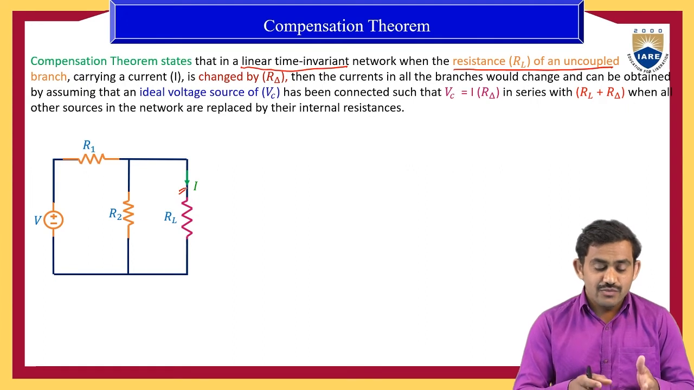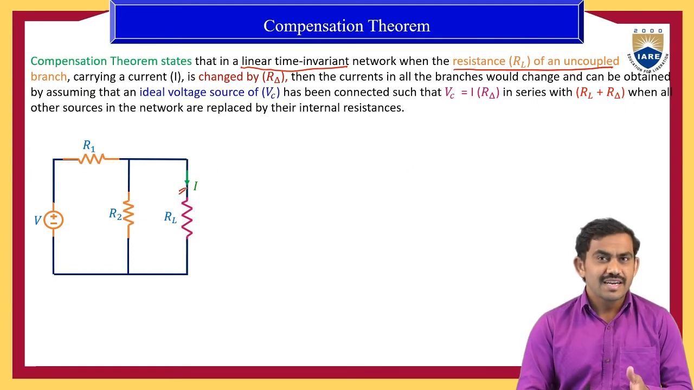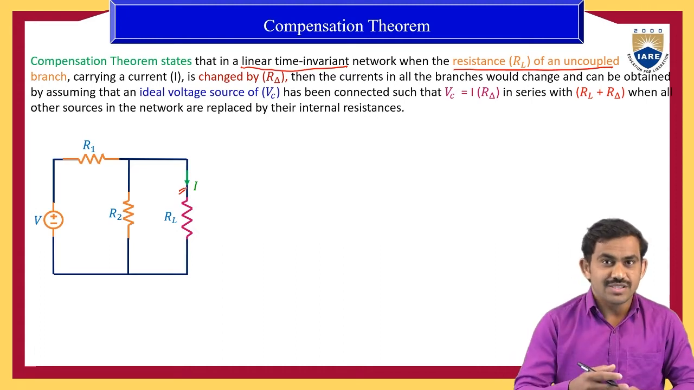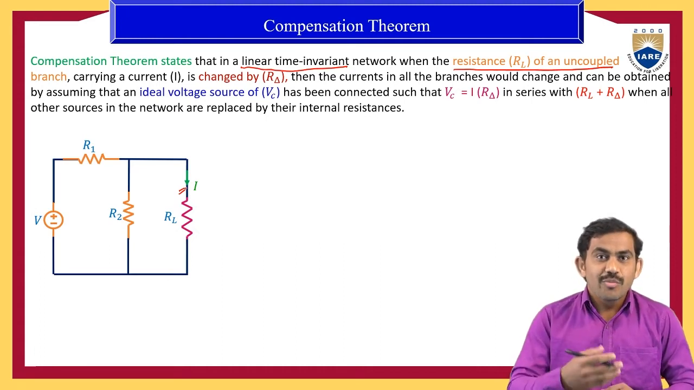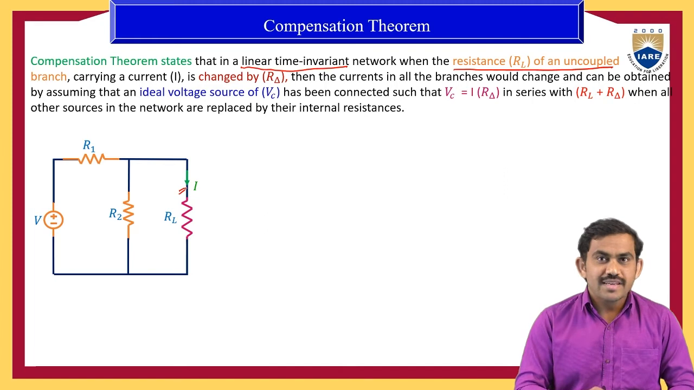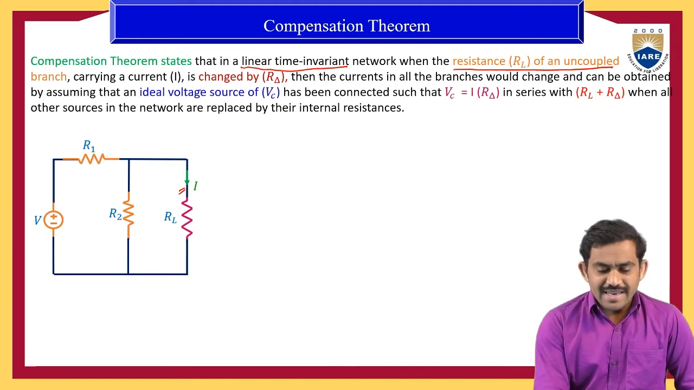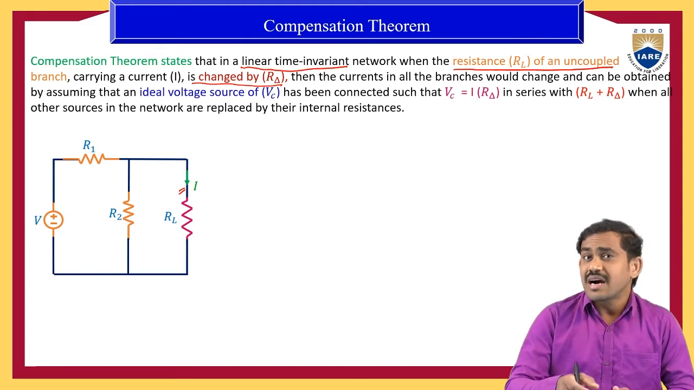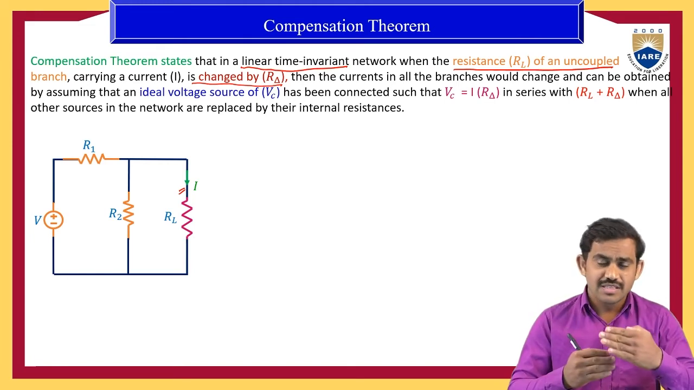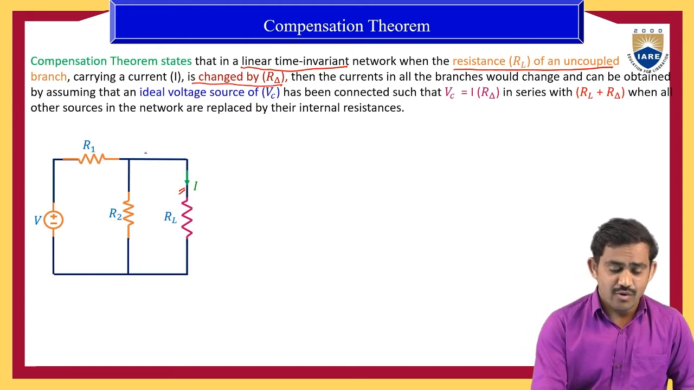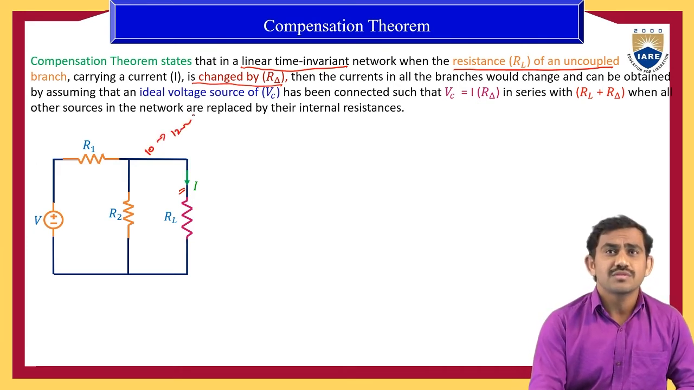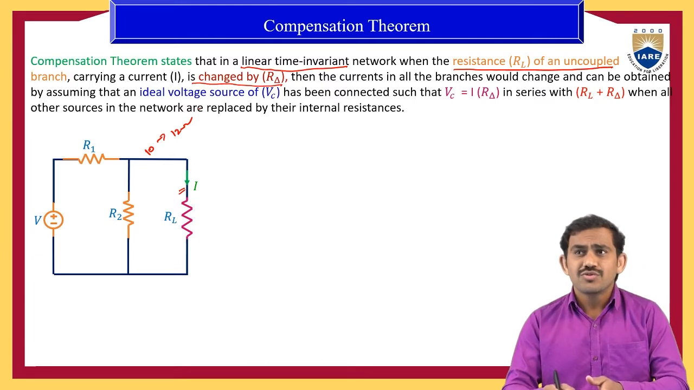So this is my circuit. In this circuit, I want to find out the current. Suppose I want to find out the current at the RL point, the load point. That RL is the uncoupled branch. So now my current at that RL point is suppose I. And RL is changed to some other resistor. So suppose your resistor is 10 ohms, so 10 ohms is changed to 12 ohms.